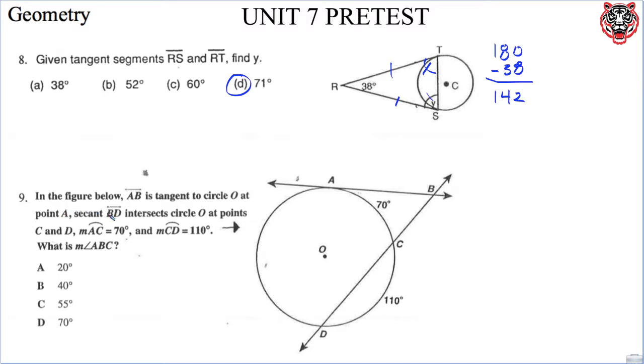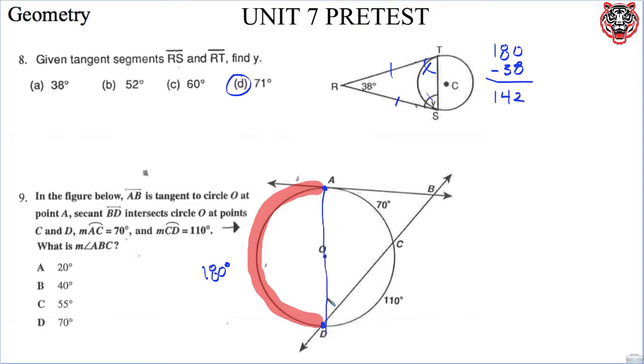And number 9, okay, this one was a little bit challenging. So if this is 70 and this is 110, then this arc length right here should be 180. If this is 180 degrees, that means that if I drew a point from here to here, where there's a point of tangency, I get a diameter. It goes through the center.